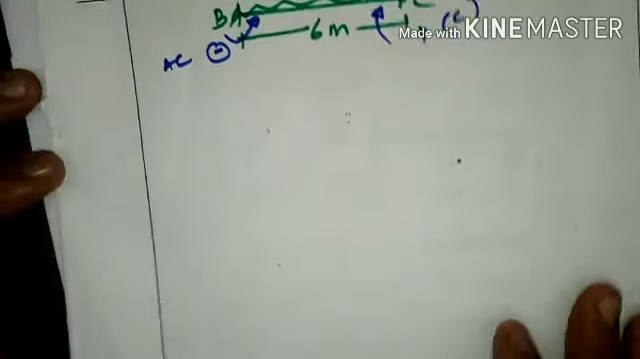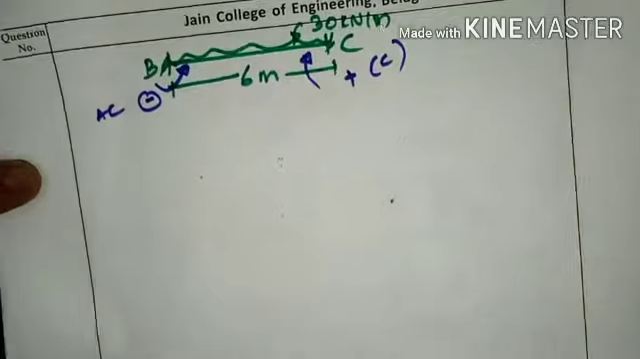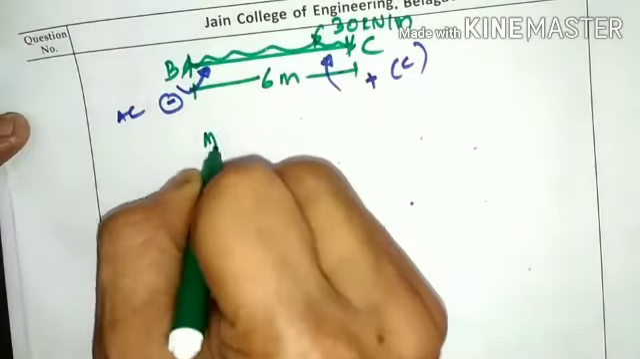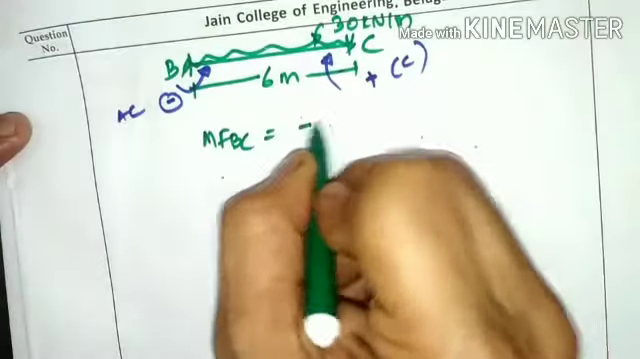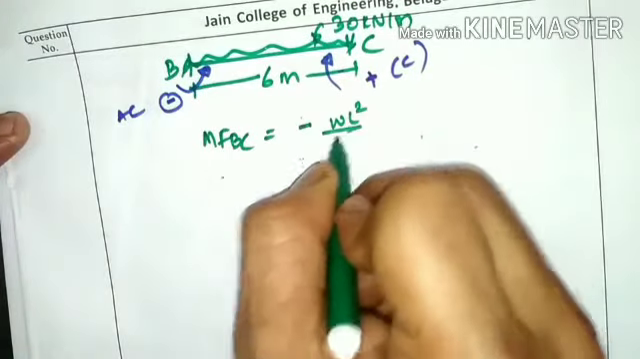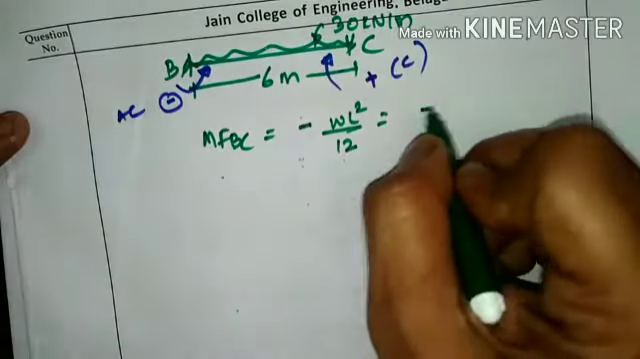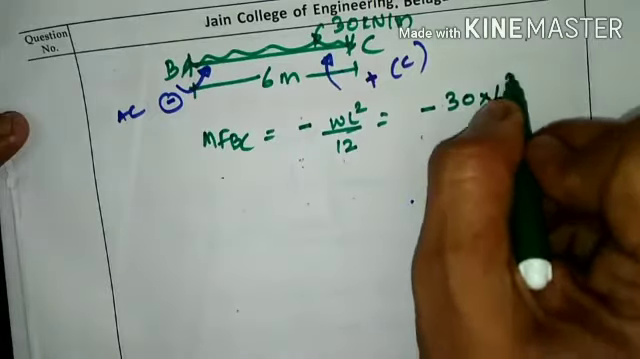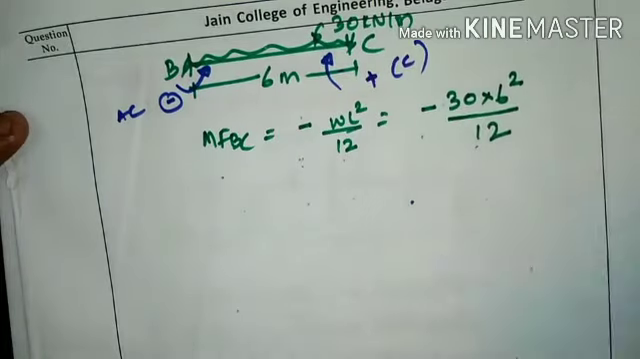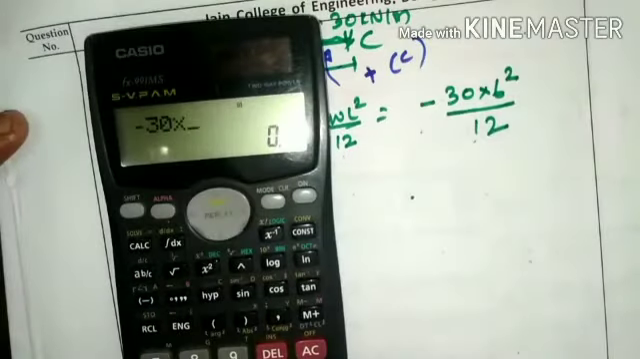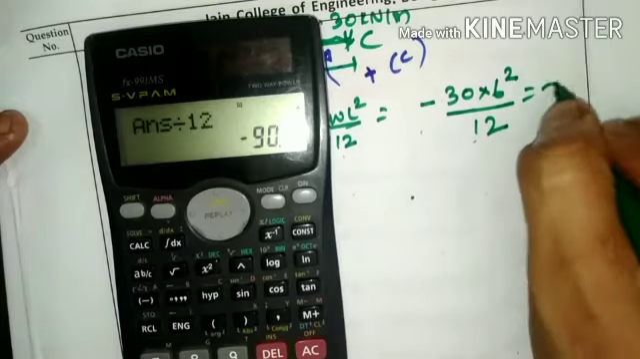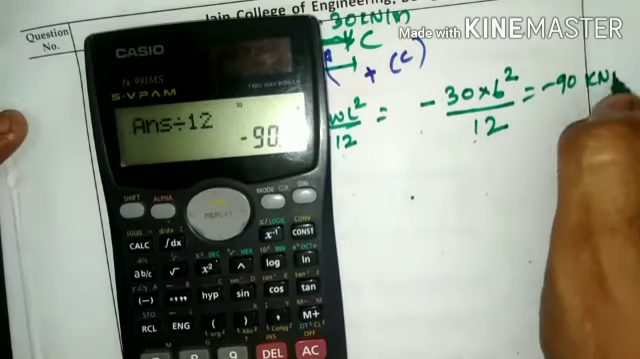So to start with the calculation here, the formula will be different because it is UDL. So MFBC. Here since it is anti-clockwise, minus. Formula is WL square divided by 12. Minus 30 into 6 square divided by 12. So 6 square is 36, divided by 12, which will come as minus 90 kilonewton meter.